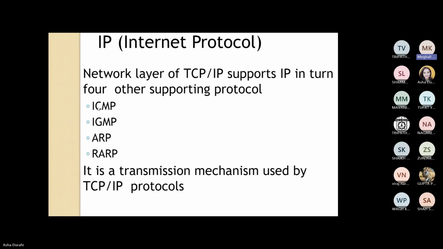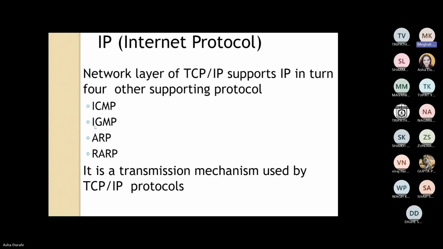And this is ICMP, Internet Control Messaging Protocol. I have given you the example of pinging. Then we have IGMP, Internet Group Messaging Protocol. We have Address Resolution Protocol and Reverse Address Resolution Protocol. So these protocols are there for translation of logical address into physical address and vice versa. So it is a transmission mechanism which can be used by TCP/IP protocols.